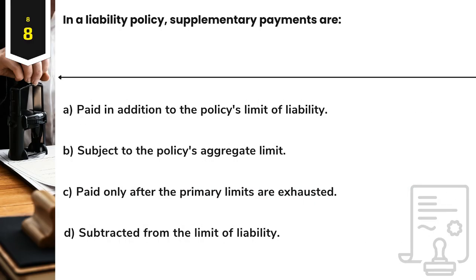Question 8. In a liability policy, supplementary payments are: A. Paid in addition to the policy's limit of liability. B. Subject to the policy's aggregate limit. C. Paid only after the primary limits are exhausted. D. Subtracted from the limit of liability.